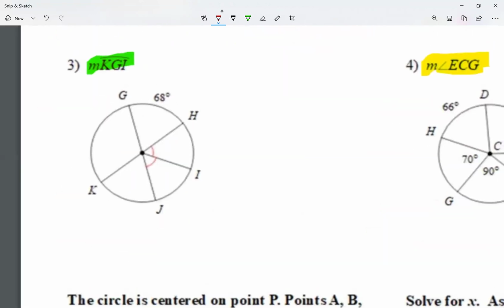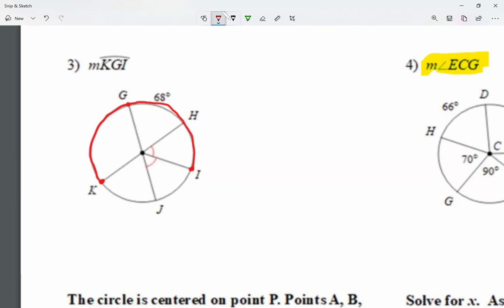I'm asking for the measurement of the arc KGI. So I want you to go from K to I, but I want you to go through G in between. So I see K here, I see I here, and I see G here. So remember, I'm going from K to I, but G has to be in between. So that means I'm asking for this arc.